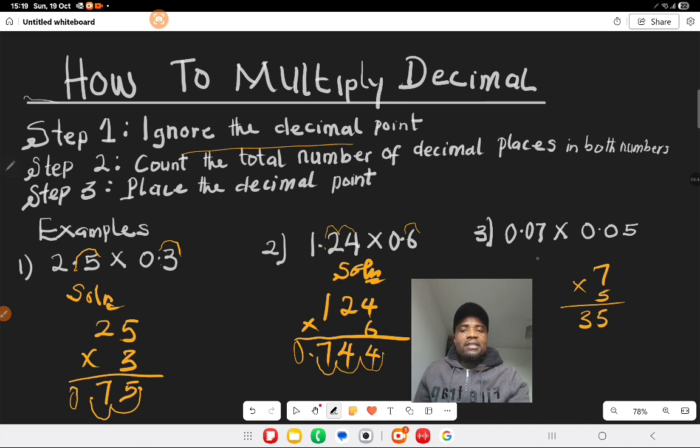Then we count the decimal places. We have 1, 2, and we have 1, 2. If we move the decimal point from right to left, we have 1, 2, 3, and 4. So our answer will be 0.0035 as the answer.